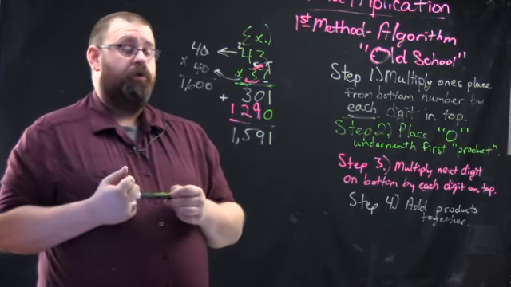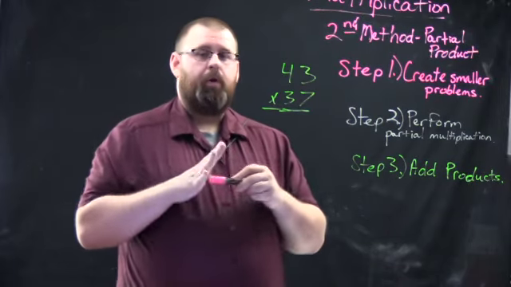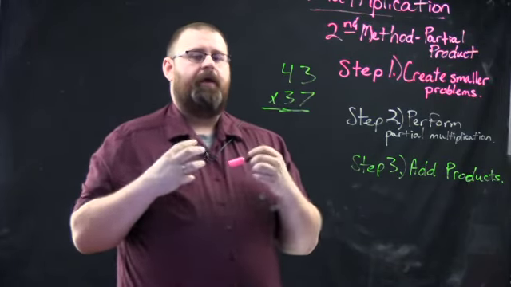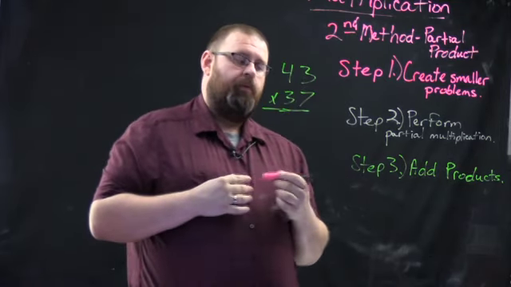We're going to look at the second method now, which is our partial product. In partial product, we're going to be taking these numbers apart, and we're going to be getting partial answers, and at the end we'll add them all together.